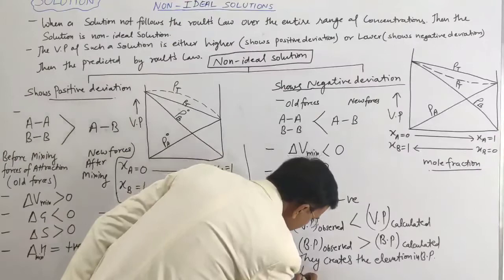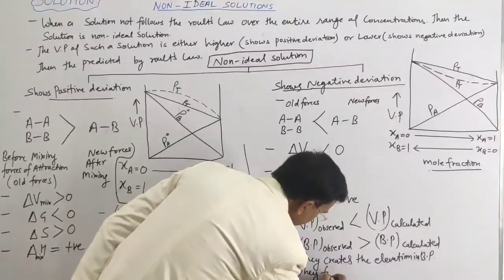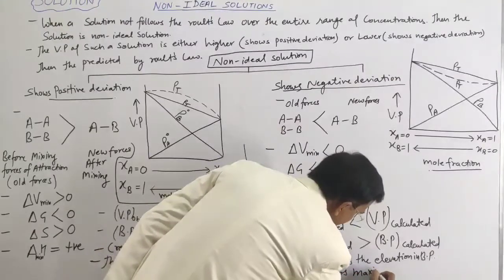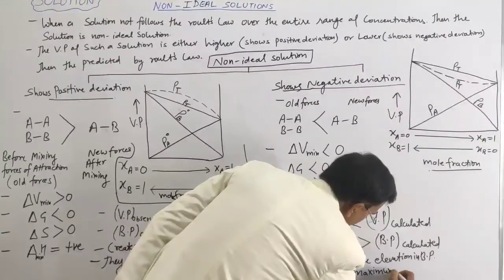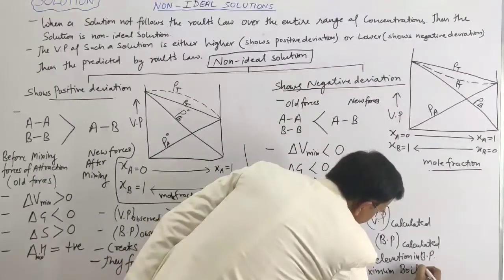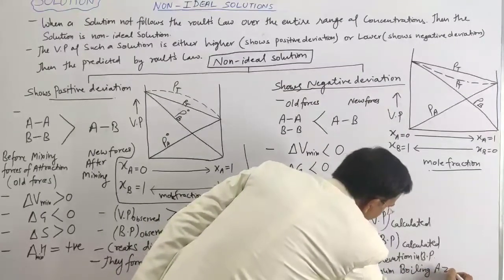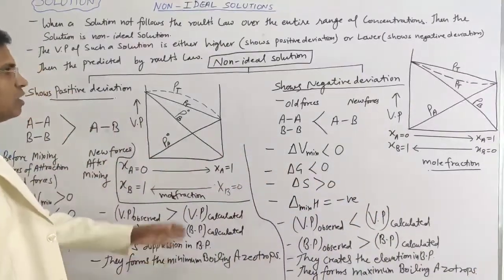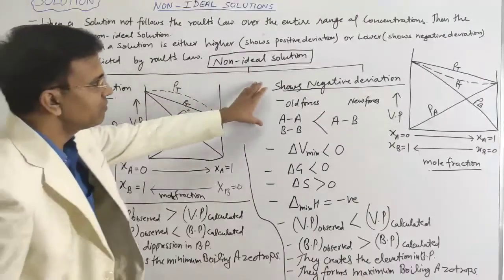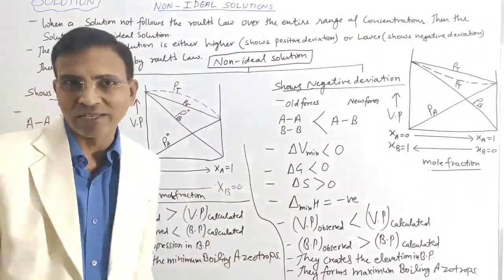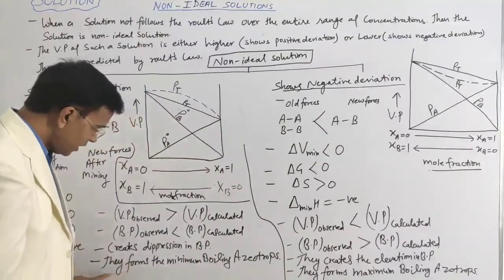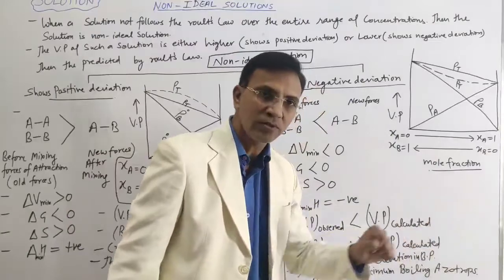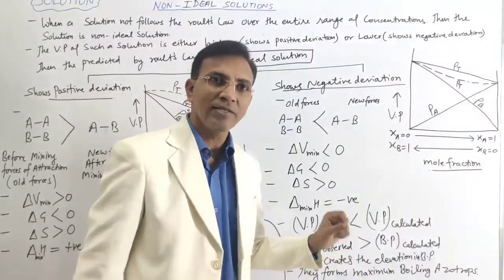They form the maximum boiling azeotropes. So this is all about the positive deviation and negative deviation shown by the non-ideal solutions. Now we are discussing this: they form the minimum boiling azeotropes, they form the maximum boiling azeotropes. The question arises, what are these azeotropes?